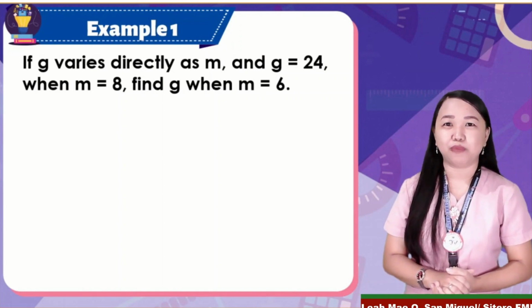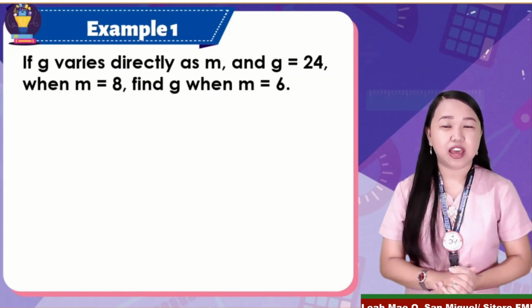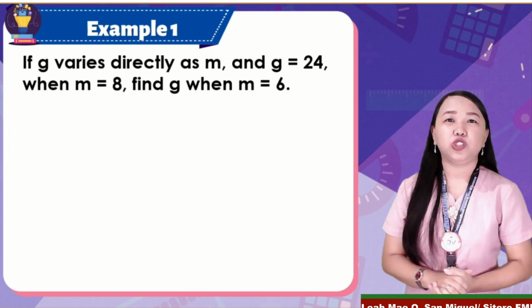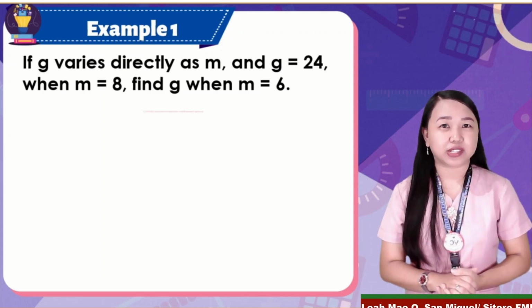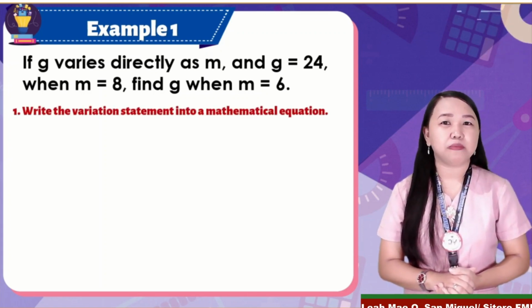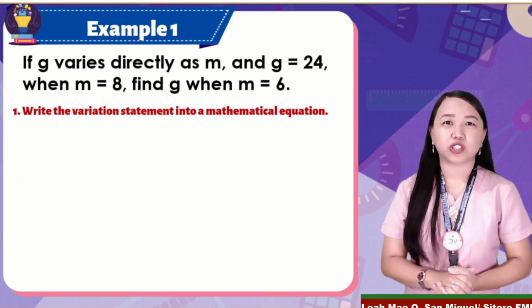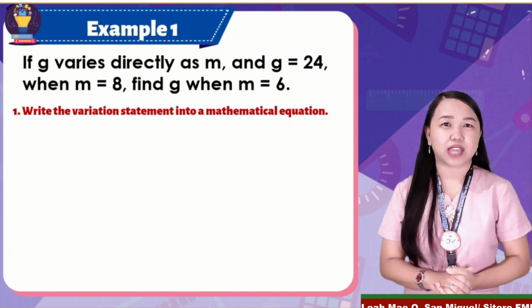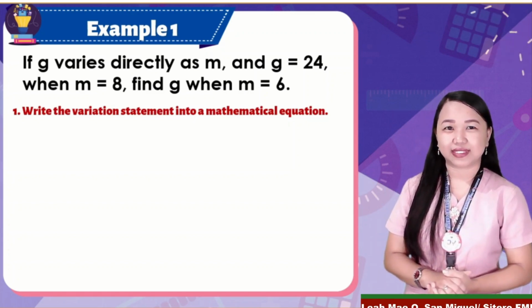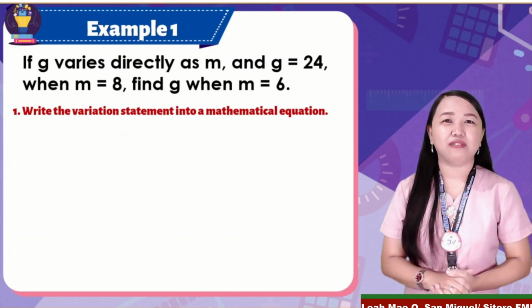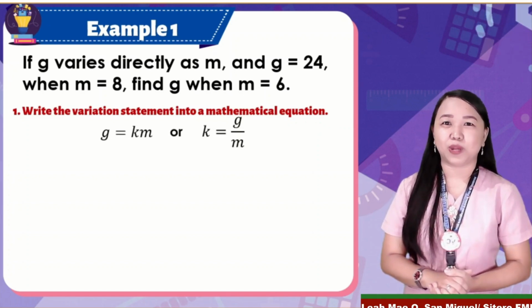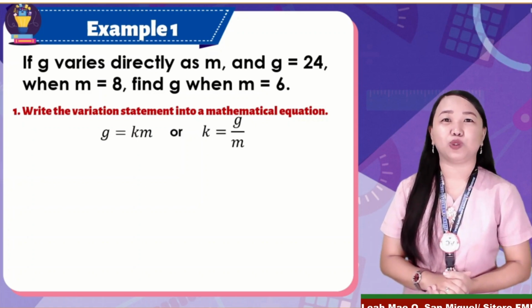Let's have problem number 1. If g varies directly as m and g is equal to 24 when m is equal to 8, find g when m is equal to 6. First step, write the variation statement into a mathematical equation. What is the mathematical equation of the given statement? Awesome! The mathematical equation of the given statement is g is equal to km or k is equal to g over m.